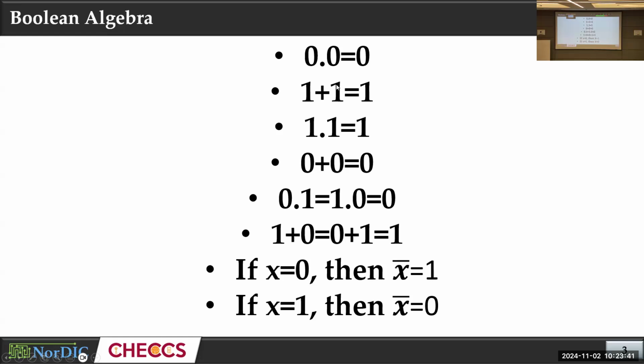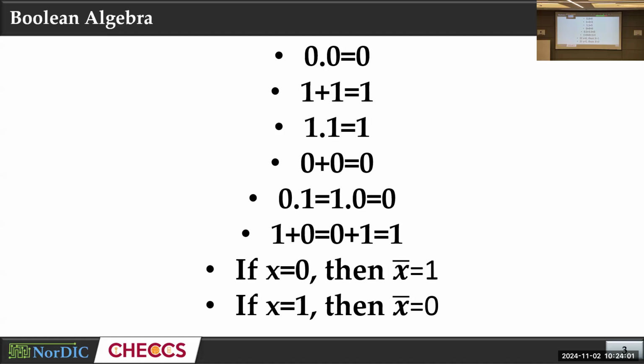But look at the second operation. 1 plus 1. Usually, what is 1 plus 1? 2, right? But we have to deal with only zeros and ones. We cannot go to 2, 3, 4, and so on. So in Boolean algebra, just remember that with 1 plus 1, you cannot go beyond 1.